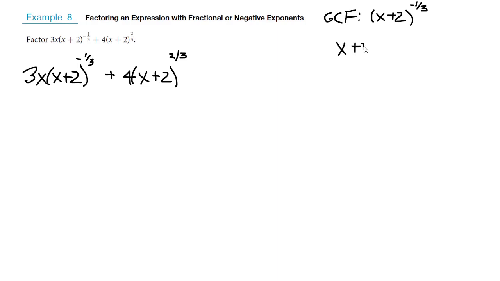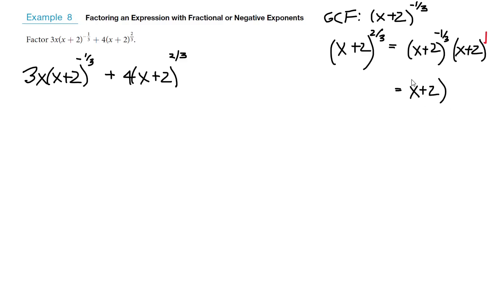(x plus 2) to the power 2/3 is going to equal (x plus 2) to the negative 1/3 times (x plus 2) to the power 1. Now, we usually don't write down that number 1, do we? But that's going to equal (x plus 2) to the negative 1/3 plus 1, because remember, this is the product rule for exponents, and that, of course, will be positive 2/3.